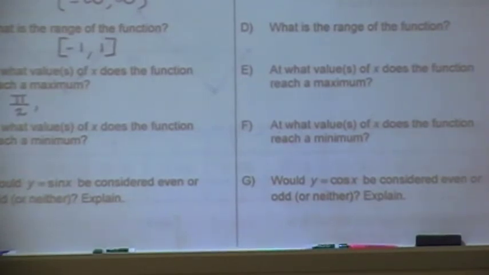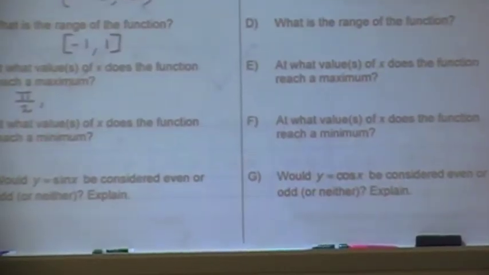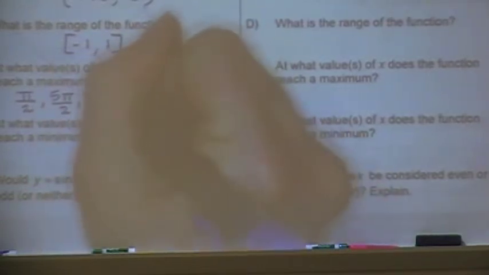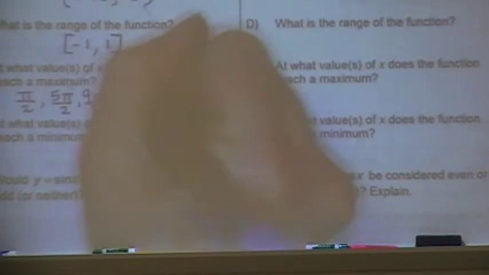5 pi over 2. It happens at negative also, if you go backwards. It does. Because we start with pi over 2, I'm just going to go in the positive direction, but it does go into the negative direction also. It happens at 5 pi over 2. It is going to happen again at 9 pi over 2, and again at 13 pi over 2. What would the next one be?